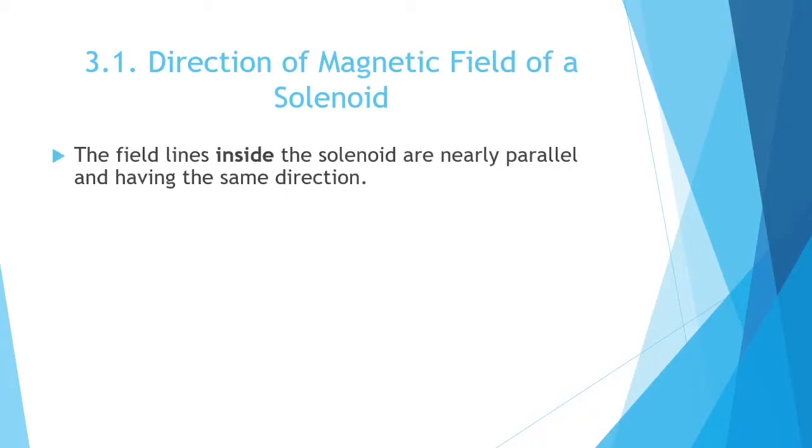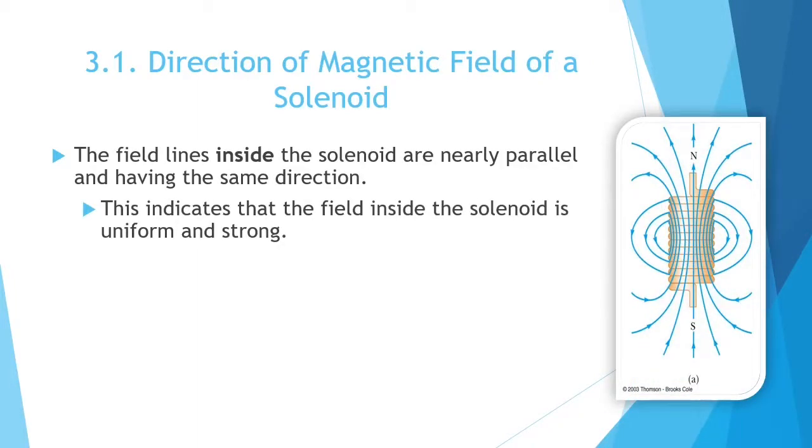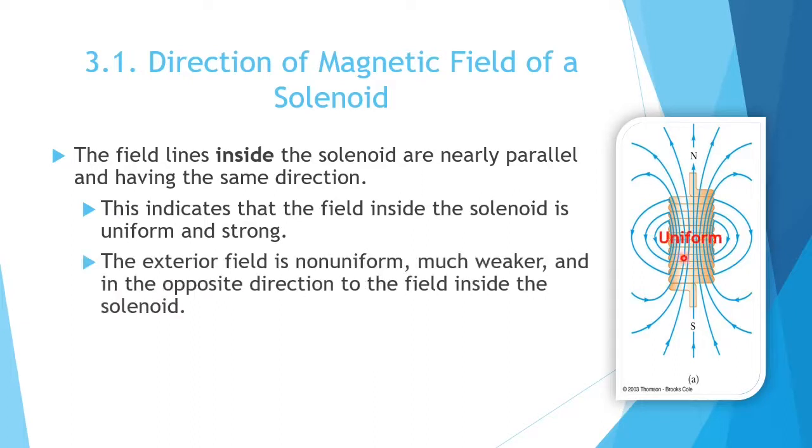Direction of magnetic field lines of a solenoid. The magnetic field lines inside the solenoid are nearly parallel and having the same direction. So we say these lines inside the solenoid are uniform and strong. However, the exterior field is non-uniform, much weaker, and in the opposite direction of the field inside the solenoid as seen in the adjacent figure.